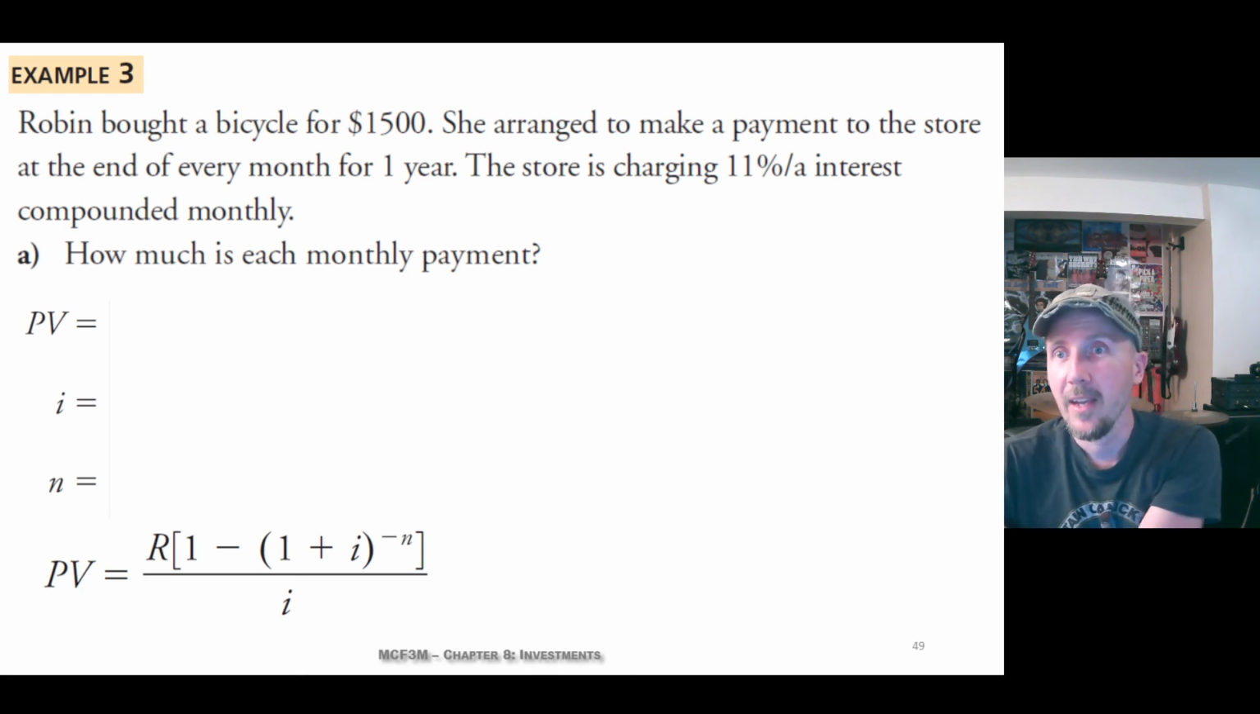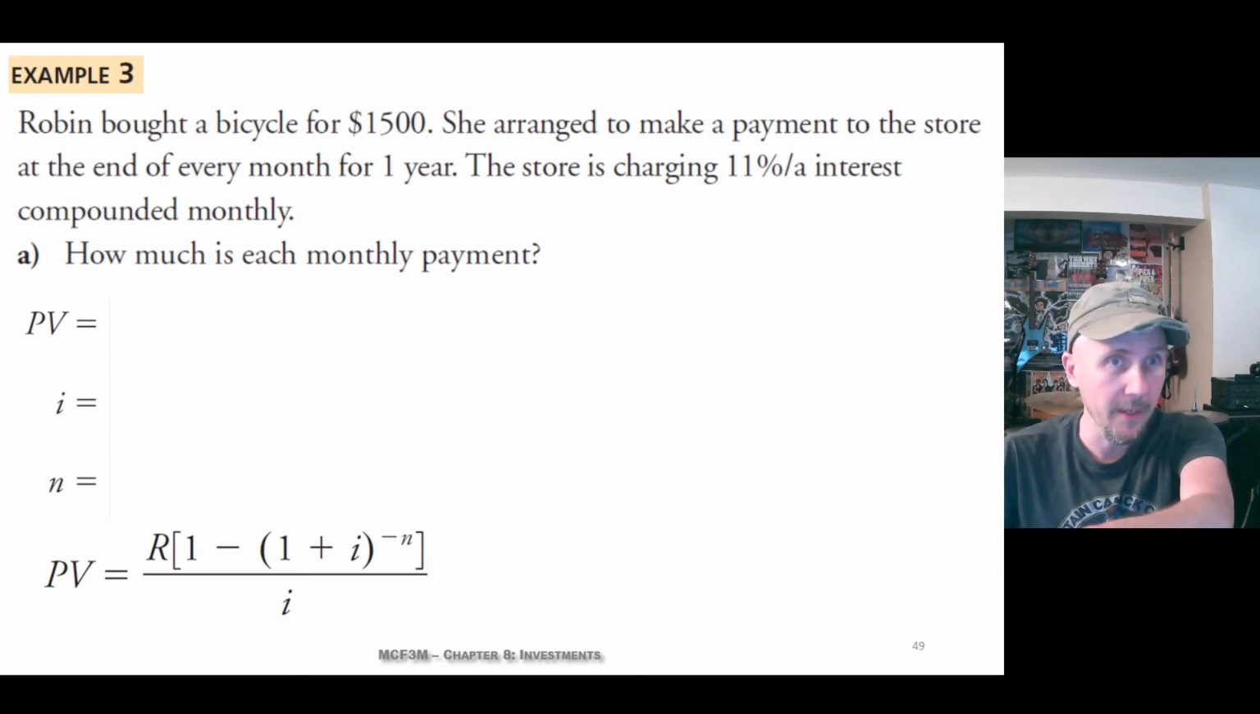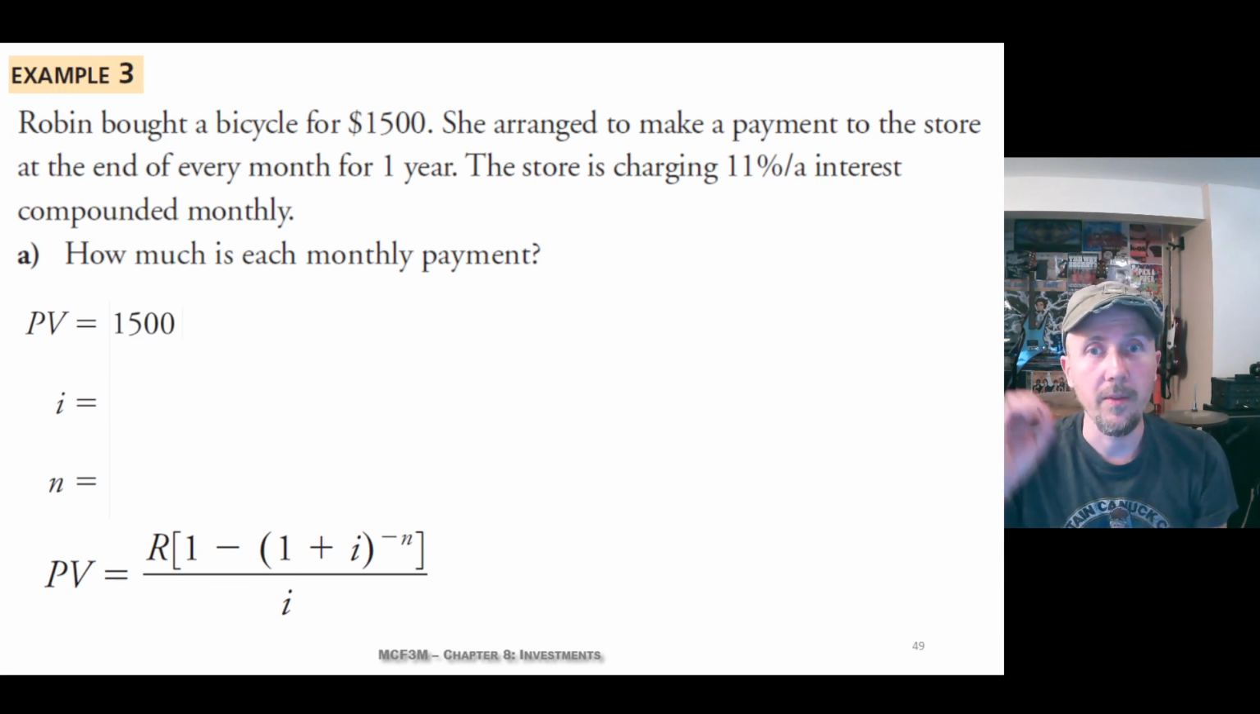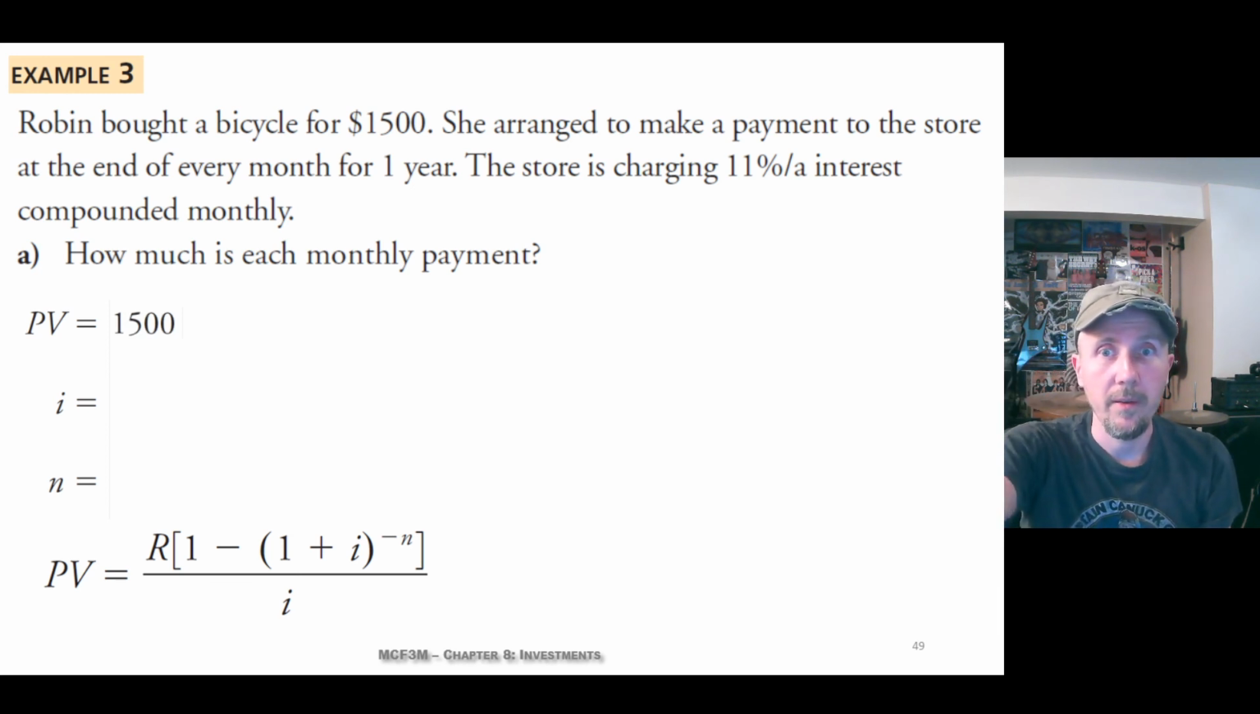Robin bought it. She arranged to make a payment to the store at the end of every month for 1 year. The store is charging 11% interest compounded monthly. Remember, the compounded monthly is key. That means we're going to have to divide by 12 and times by 12 here. So the amount is that. Now, it looks like in this one, we don't know what the payment is going to be. So that's why our R is missing here.